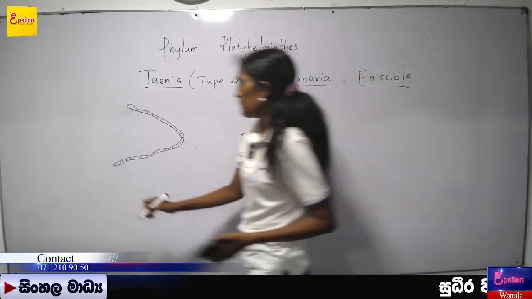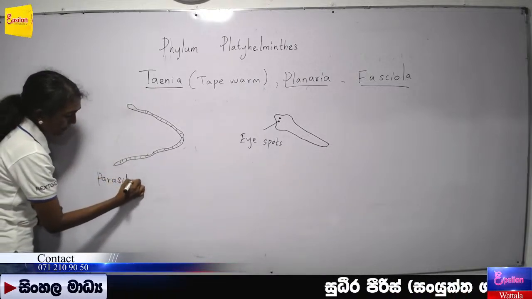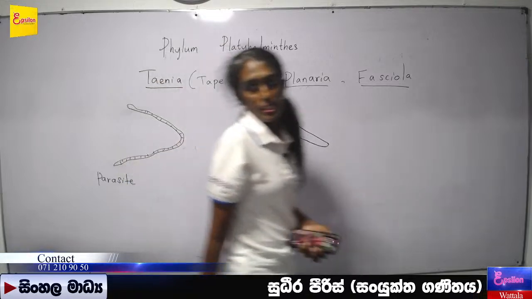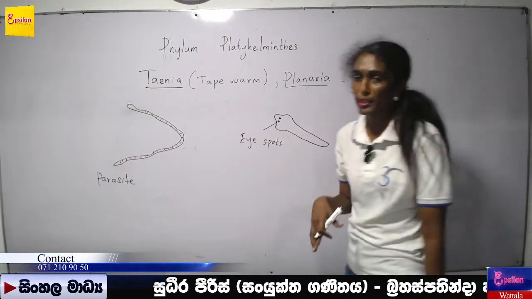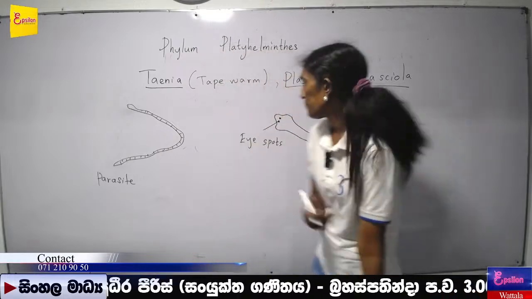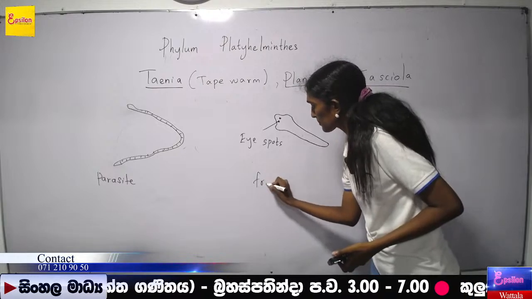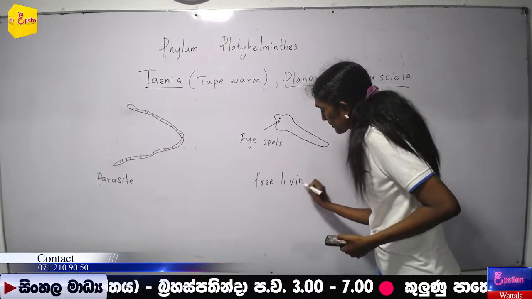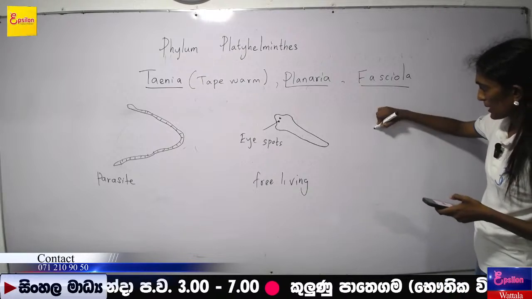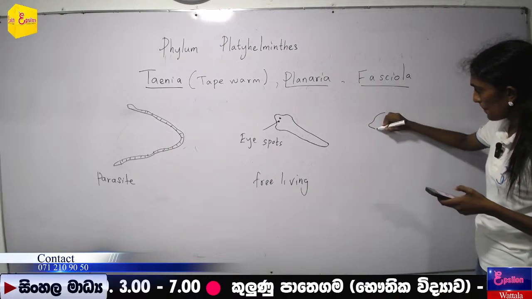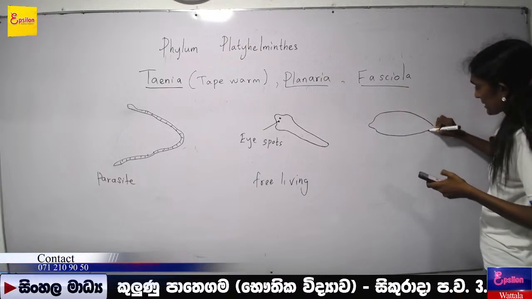These others are parasites. Who is a parasite? One which lives inside or outside of a host and takes the nutrients from the host. So this is a free-living one. Then the other one, Fasciola, is also a parasite. Okay.